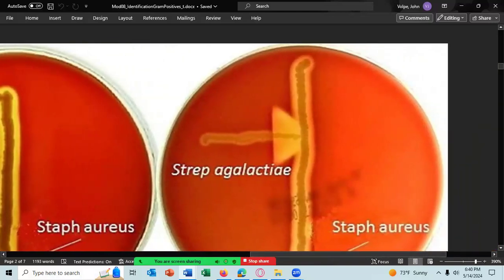And then we have Streptococcus agalactiae, which there's the bacteria here, there's the beta hemolysis, and then here we have great hemolysis, enhanced hemolysis, when Streptococcus agalactiae is grown close to Staphylococcus aureus.